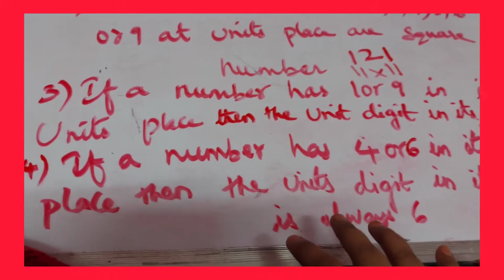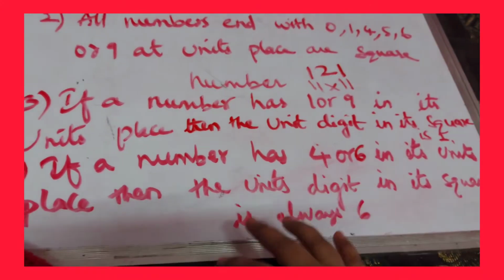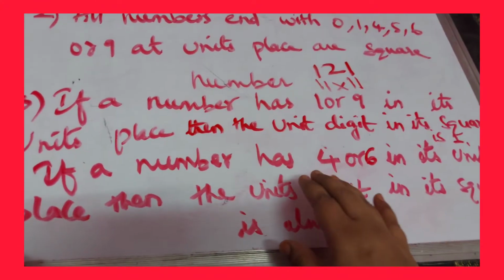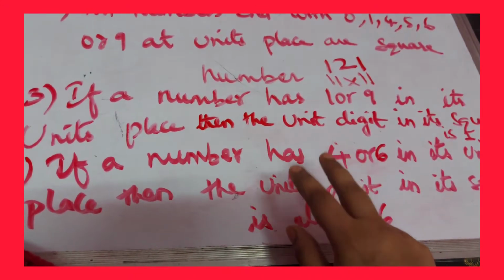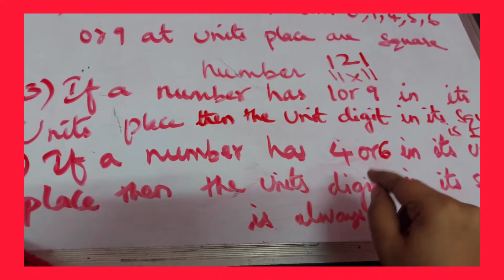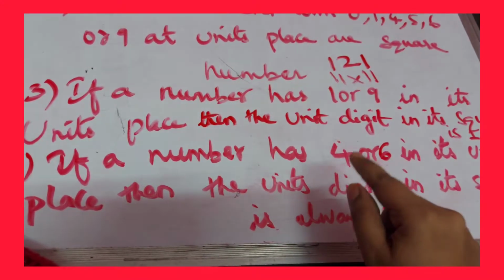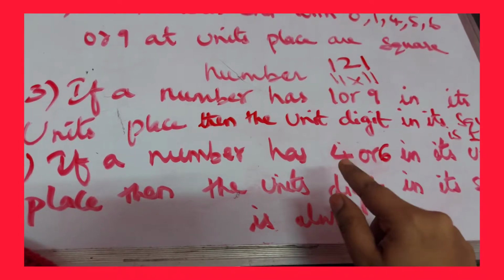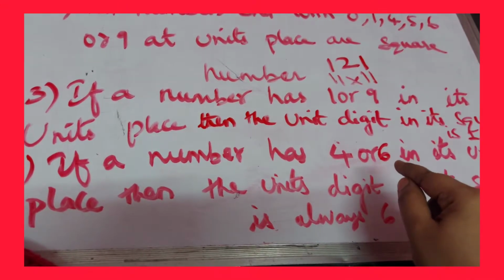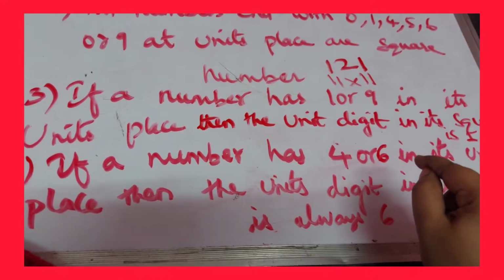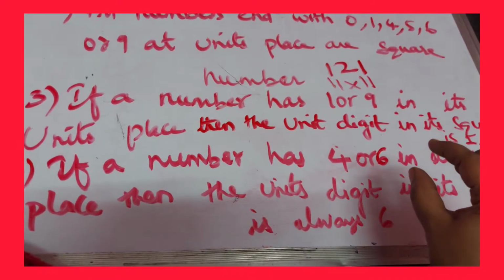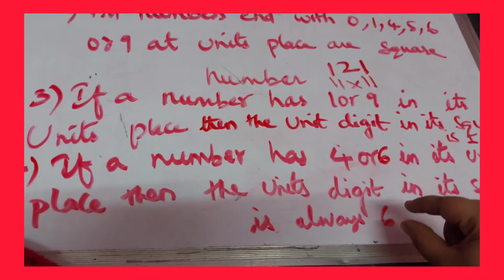Fourth point: if a number has 4 or 6 in its units place, then the unit digit in its square is always 6. If you multiply 4 two times, 4 4s are 16, and the unit digit is 6. When you take 6, 6 6s are 36, and the unit digit in 36 is 6. So 16 and 36 both have unit digit 6. You remember this property also.